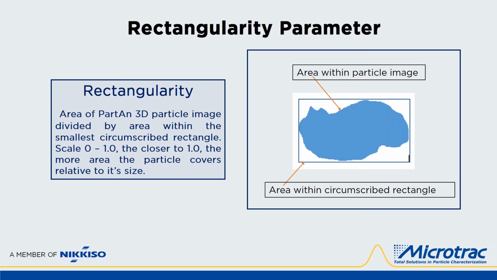The rectangularity parameter is an indicator of coverage efficiency of a granule on a shingle relative to its size. It's calculated as the maximum projected area of a 3D particle divided by the area of the smallest circumscribed rectangle around that particle image. A value of 1 on a scale of 0 to 1 would be a perfect rectangle.